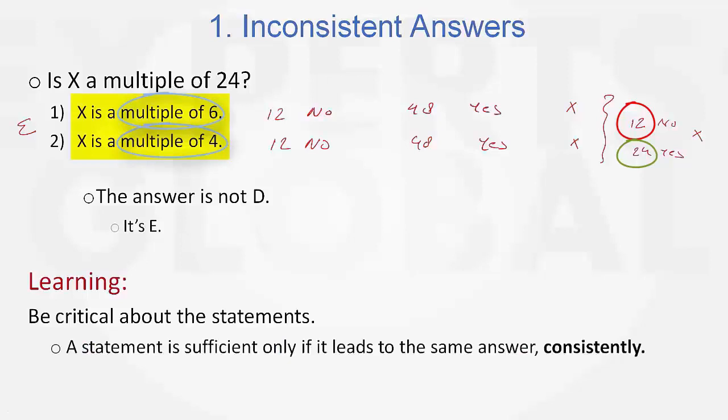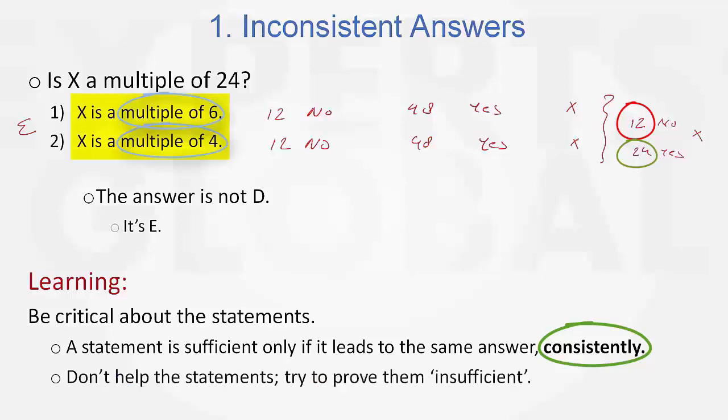The learning from this example is that you should be critical about the statements. A statement is sufficient only if it leads to the same answer consistently. If it is a yes, it should remain yes. If it is a no, it should remain no. If it is a numerical value, say x equals 7, it should be a unique, consistent value, 7 only. So please do not help the statements in being sufficient.